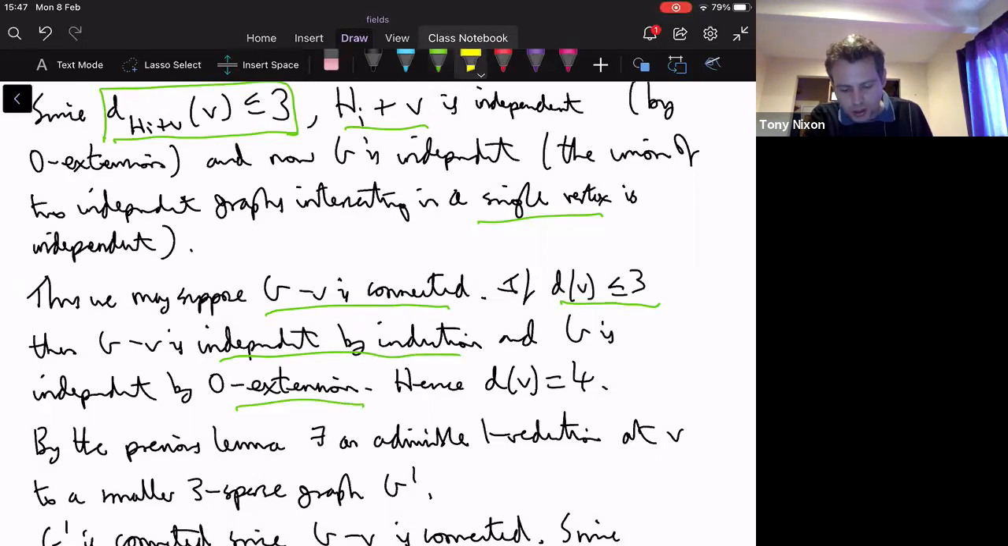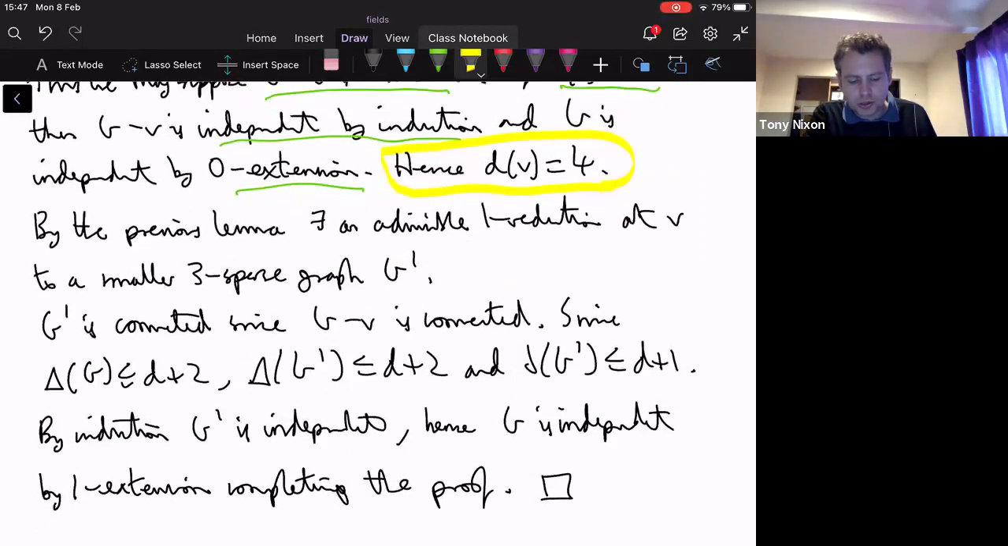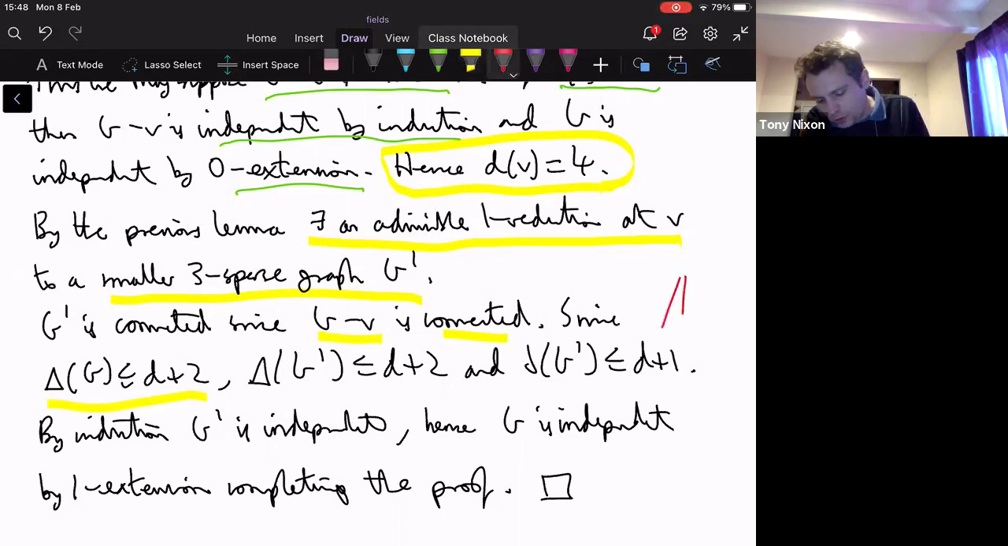Hence, we only have the one case to deal with, the degree 4 case, which is what the lemmas were for. So the previous lemma told us that there is an admissible one reduction at V, which will give us a smaller free sparse graph, G', and G' is connected because G minus V was connected, and G had maximum degree D plus 2. So you notice when we do a one reduction, we add an edge over here. So the degree of, say, that vertex goes down from at most D plus 2 to at most D plus 1.